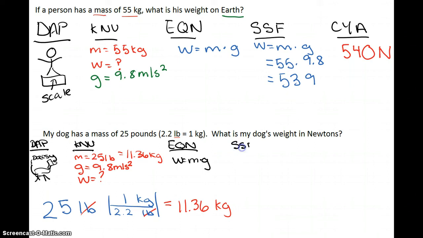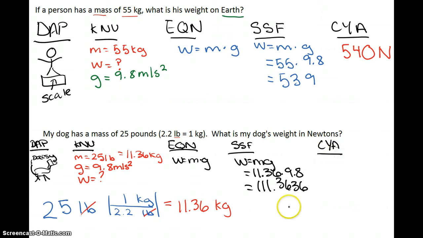Next step, solve symbolically first. Again, it's already solved for W for me. So W, or weight, equals mass times g. So I'll plug in my mass. Now I can't use the 25, I need to use it in kilograms. So 11.36 times 9.8. And I put that in my calculator and I get 111.3636. Now my last step is to check my answer.